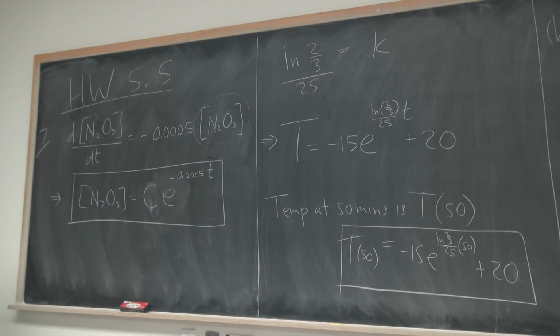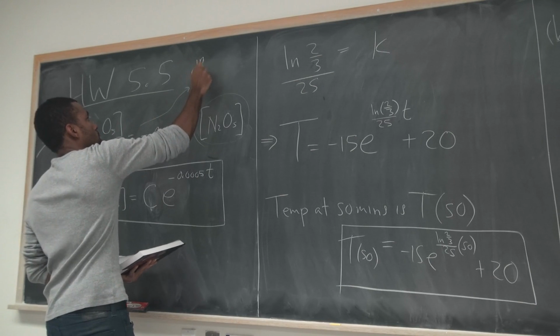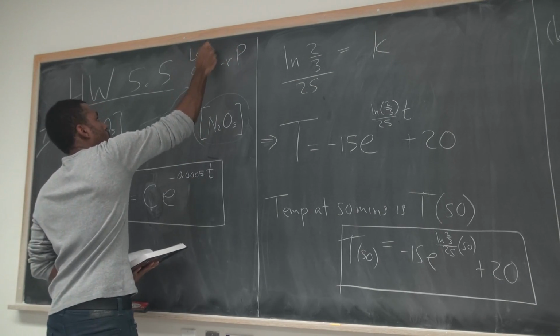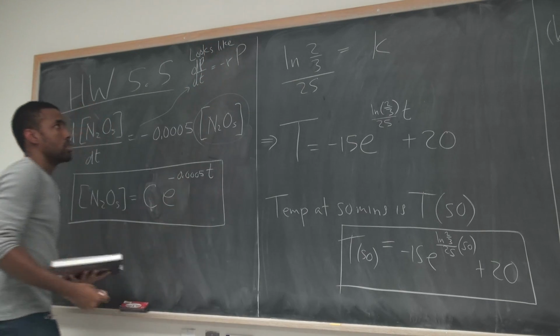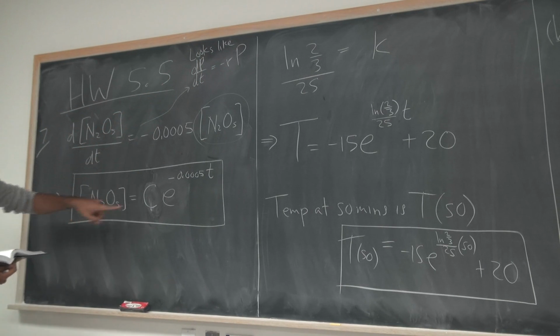The basic idea was to just notice that this looks like dp/dt equals minus rp. And we know that if a differential equation looks like that, the solution would look like p equals p naught e to the rt. So that's our expression.